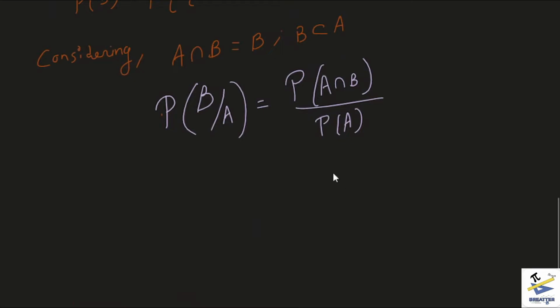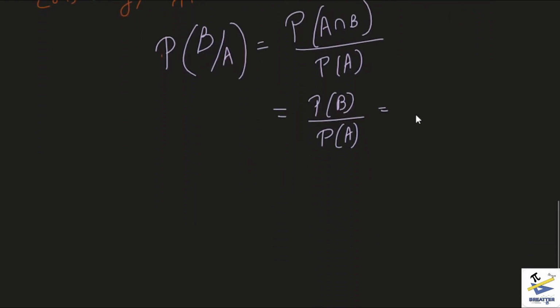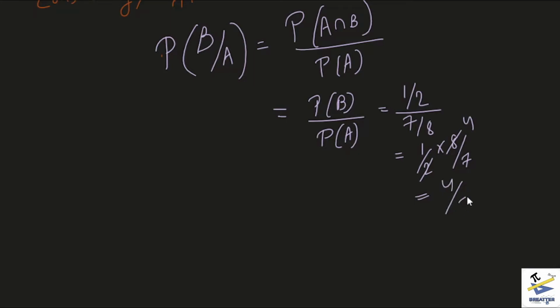And now, as we know that A intersection B is basically B, it's basically probability of B divided by probability of A. And probability of B, as we can see from here, is 1 by 2, and probability of A was 7 by 8. This gives me 1 by 2 into 8 by 7, or in other words, after cancelling, we get the answer as 4 by 7, right? So this is the final answer, which you would not expect at first sight.